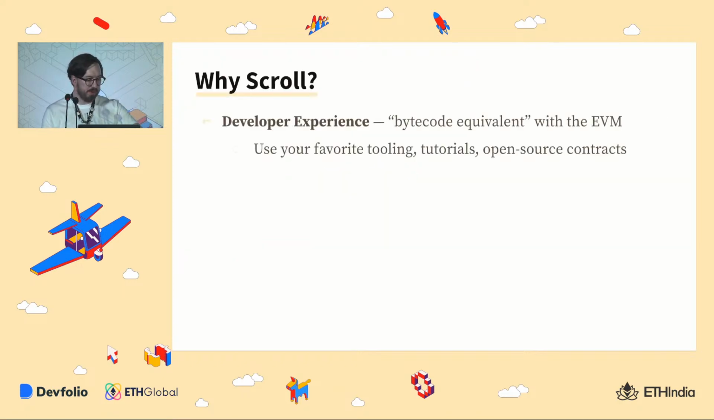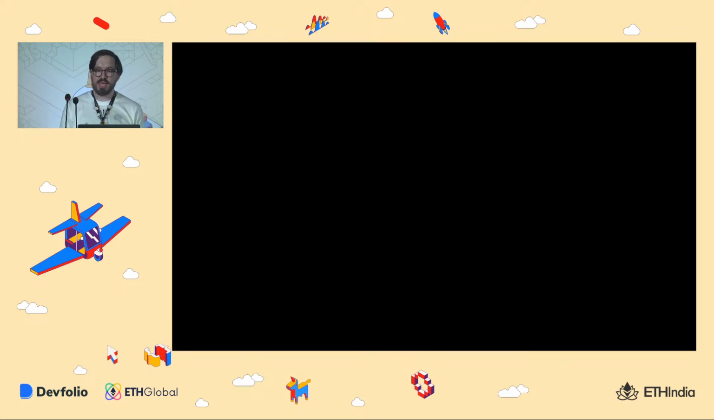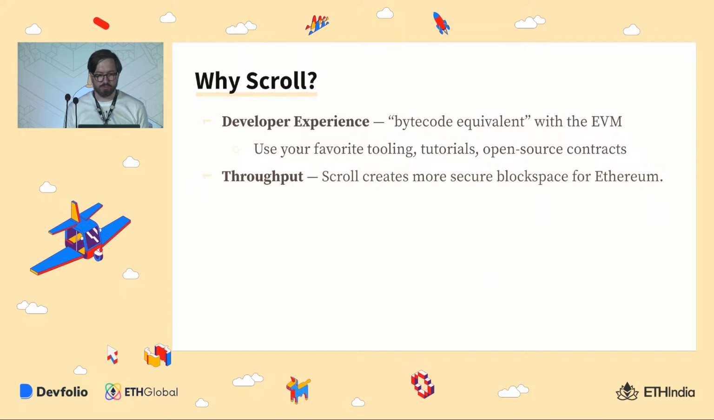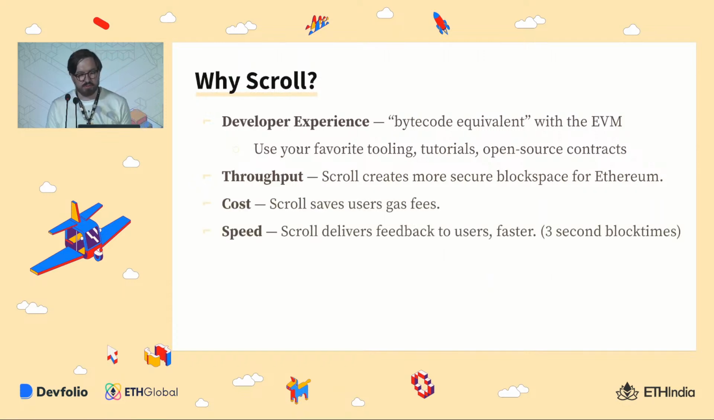So why build on Scroll for this hackathon? Well, it's got great developer experience. We are bytecode equivalent with the EVM, which means that all your favorite tooling, all your favorite tutorials, open source contracts are good to go, right? We have this phrase you might see around, copy, paste, deploy, and that's the idea. You don't have to have any hidden gotchas as you're building with Scroll. It's got higher throughput, lower gas fees, and your users are going to get quicker feedback because we've got 3-second block times relative to Ethereum's 12-second.